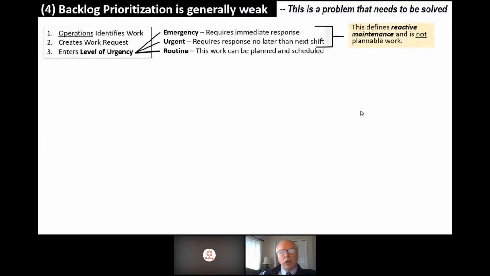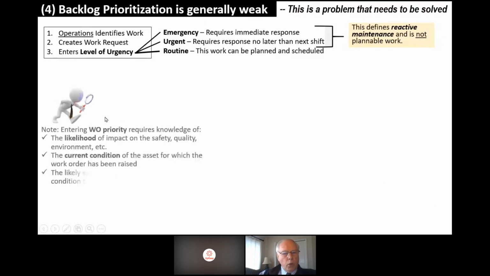Backlog prioritization is generally weak. This probably applies to 90% of all people on this call. How do we fix this? All right, well, the gatekeeper can play a role here, but again, let's figure out what we got. So what is work order priority?